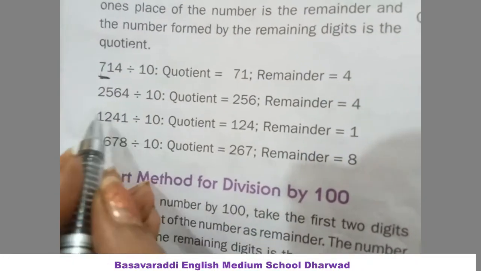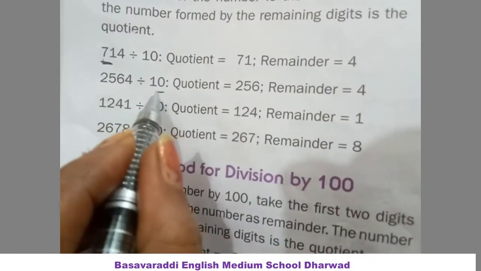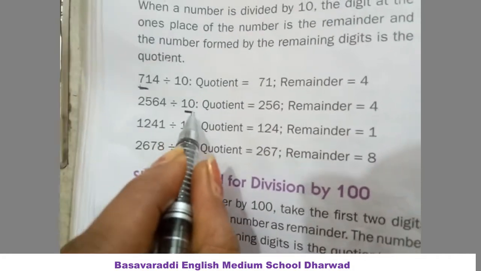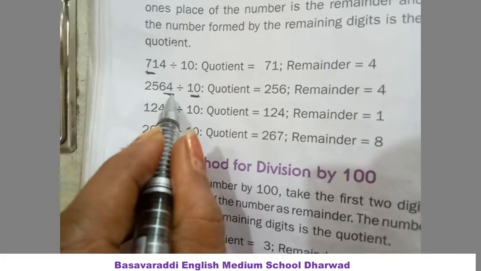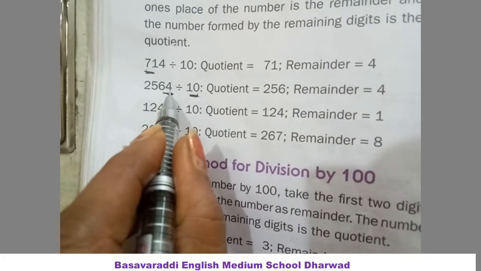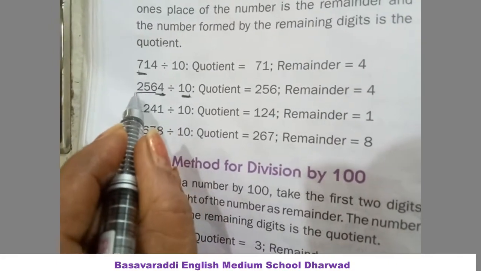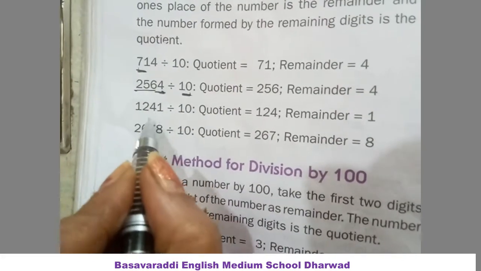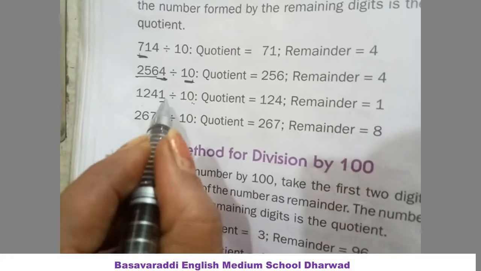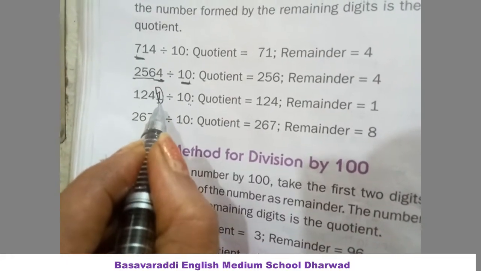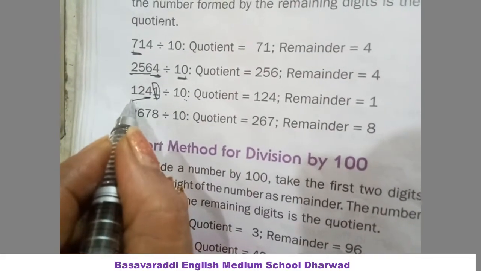Again, here there is a 4-digit number, but they are telling us to divide by 10. What we have to do? Only the 1's place, that is 4, is the remainder. The other part is the quotient. Again 1241: 1 0 is there, so this 1 is the remainder, and the other part, 124, is the quotient.